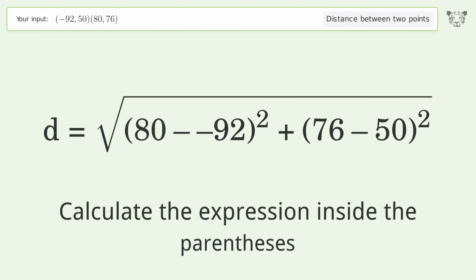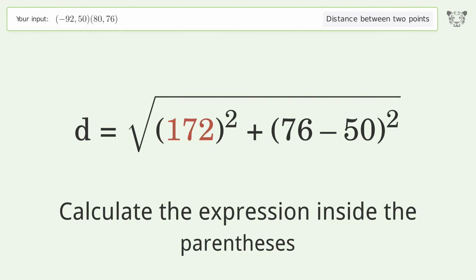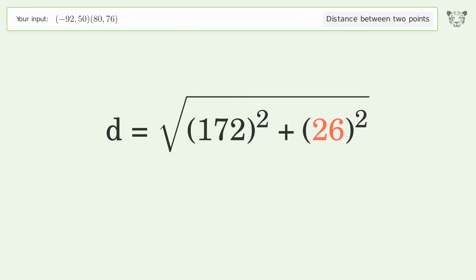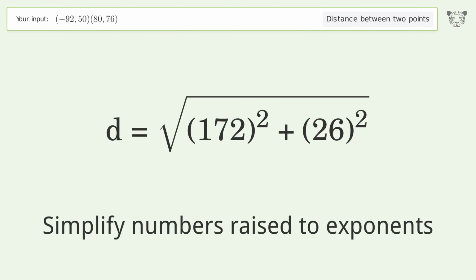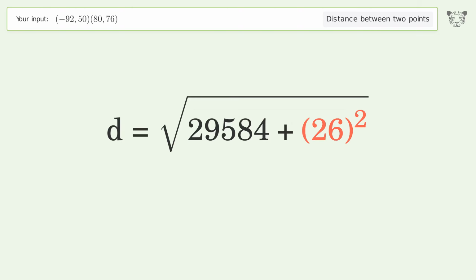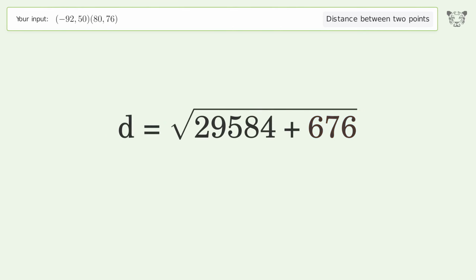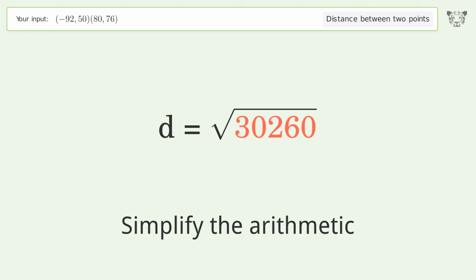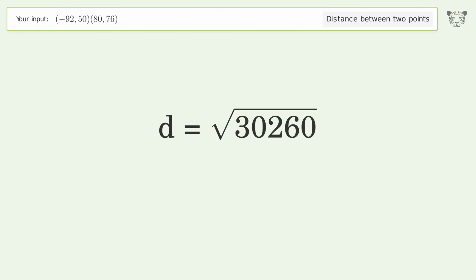Calculate the expression inside the parentheses. Simplify numbers raised to exponents. Simplify the arithmetic. And so the distance between the 2 points is the square root of 30,260, or 173.954.